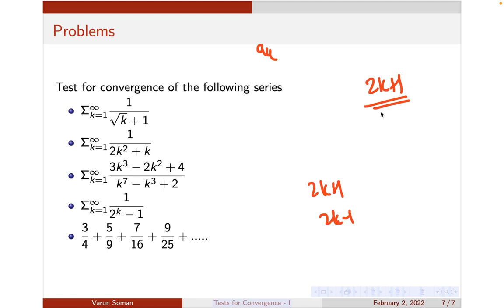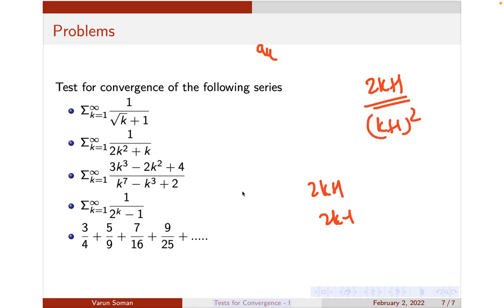And what is the denominator? The denominators are squares, right? 4, 9, 16, 25. So square of 2 here, square of 3 here. The first term you have 2 square, for the second term you have 3 square, for the third term you have 4 square. So it is k plus 1 square. So it is 2k plus 1 by k plus 1 square, right?